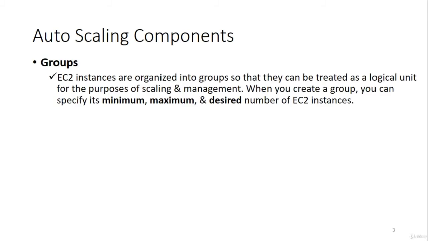Auto scaling components. Groups. This is the most important component of auto scaling, and this is the way we organize EC2 instances in a single logical unit, and we call it auto scaling groups. You can specify minimum, maximum and desired number of EC2 instances. So minimum and maximum are the boundaries of your EC2 instances. That is the minimum number of instances you want and the maximum number of instances you permit for these groups. And desired is the number of instances which is required right now.